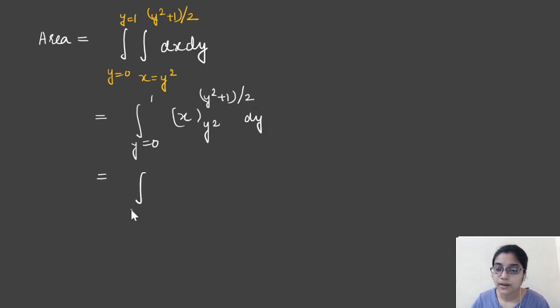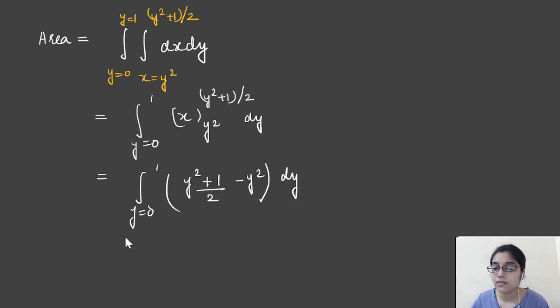Then what we got? y goes from 0 to 1. Here we will be having the integral of (y² + 1/2 − y²) dy. Now you see, once we solve it, what are we getting? From 0 to 1, it is going to be (1 − y²)/2 dy. Fine. So now you just integrate it: 1/2 y from 0 to 1 minus 1/2.